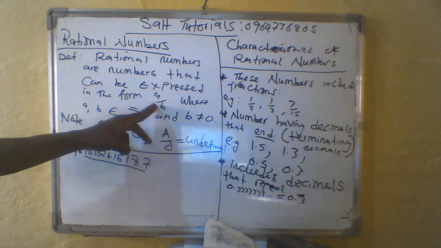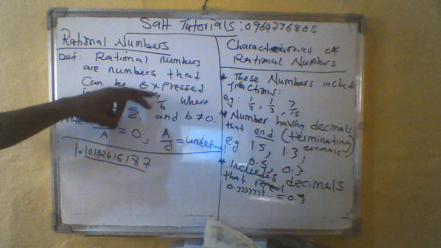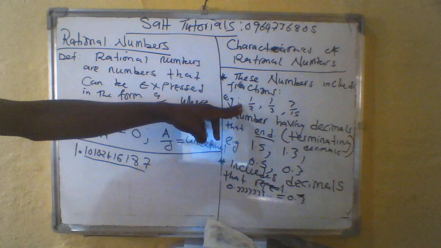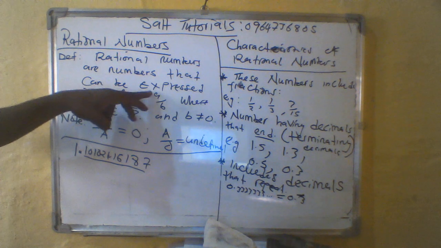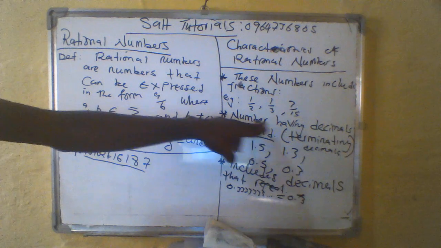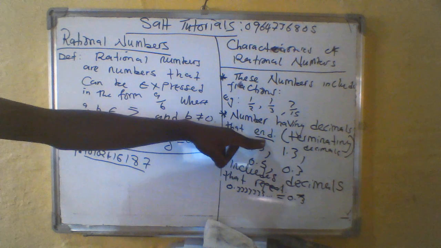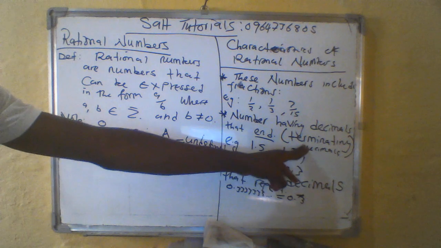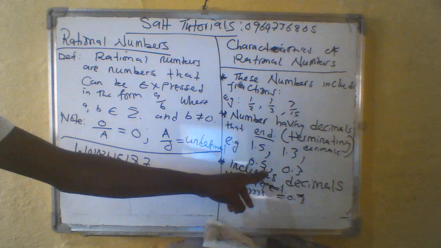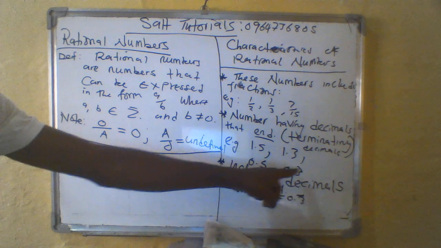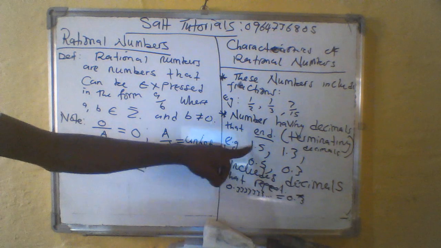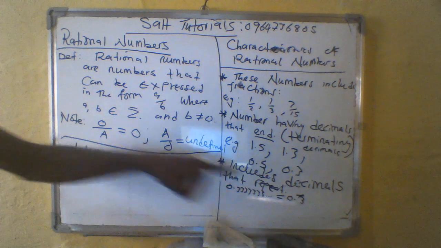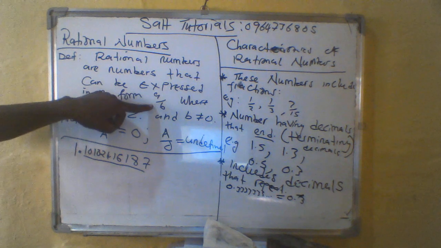So I'm simply saying that the numbers that can be expressed in the form of A over B, the fraction form, include those having decimals that end. Like 1.5, the decimal has ended. 1.3, the decimal has ended. 0.5, the decimal has ended. 0.3, the decimal has ended. These numbers can be expressed in the form of A over B.